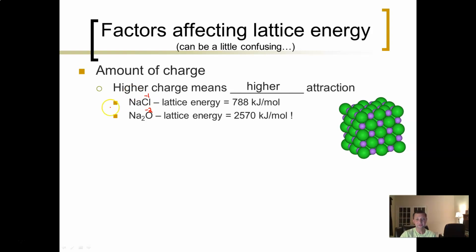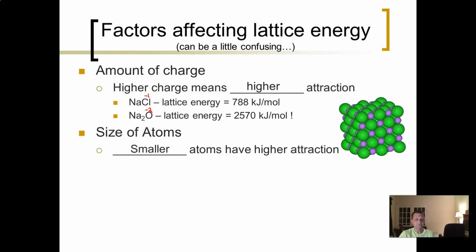All right? I mean, clearly there's some attraction here with NaCl, but there's just way more of it because of your difference in charge. Okay? So you always want to look at your magnitude of charge. The larger that is, the bigger your lattice energy is going to be. Something else to look at, which is what we looked at on that chart, is the size of your atom. Smaller atoms have a higher attraction. Okay? Lithium bromide, 787. Lithium chloride, 828.